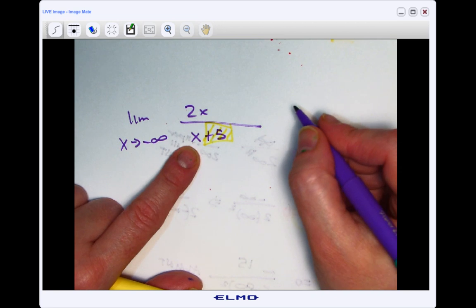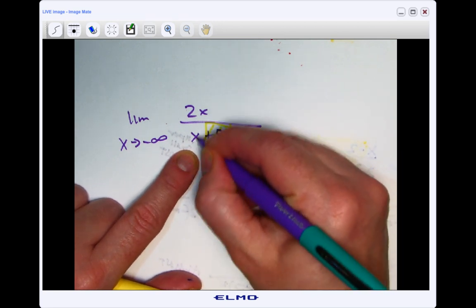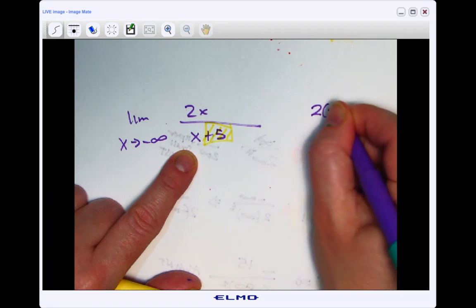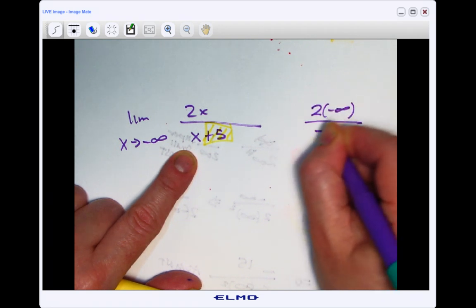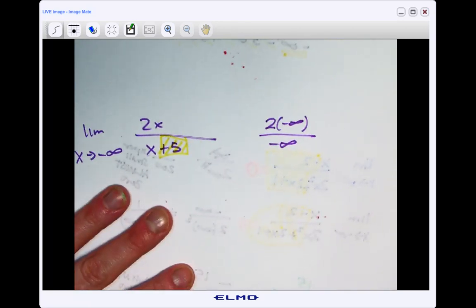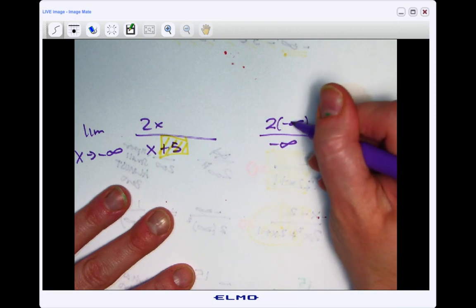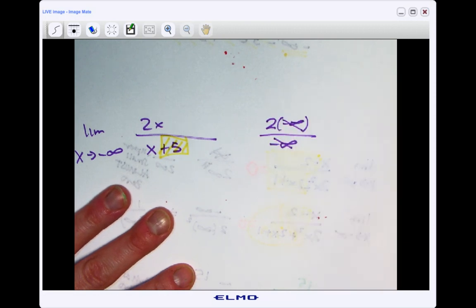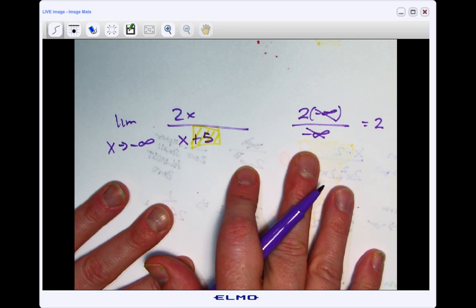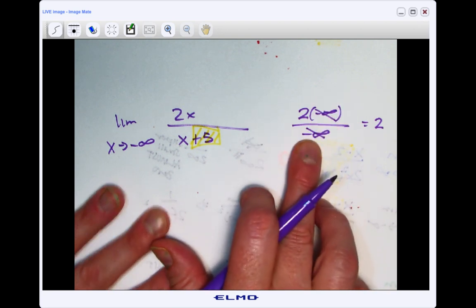Okay, so what we're going to do is take these first two, and we're going to say 2 times negative infinity over negative infinity. And there they are. So what's happening here? These cancel. Negative infinity cancels, and it gives us a 2. Okay? The same would actually be true if it was positive infinity, because the positive infinities would cancel.